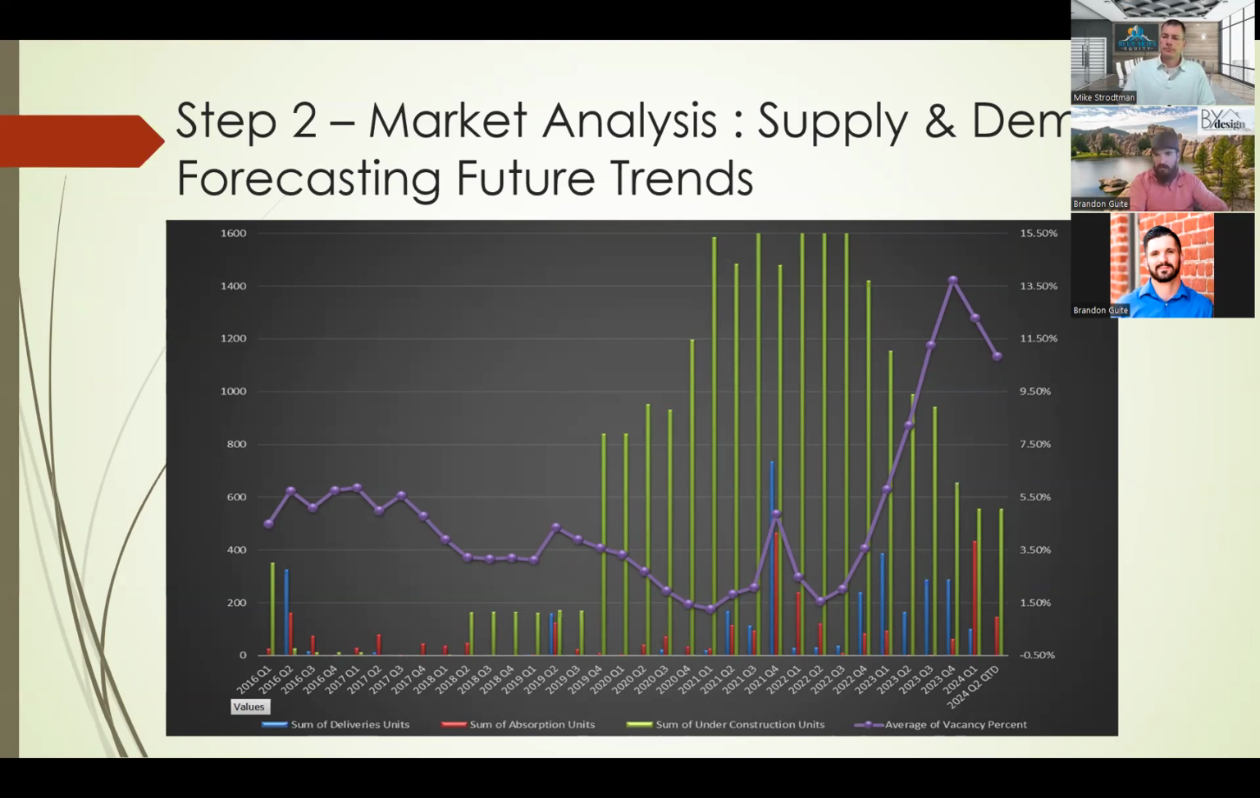The blue bars are deliveries. So you can see those are coming online as the under construction goes down. Red bars is absorption. So how much of that is actually being absorbed. And this purple bar is the vacancy. So as all these units come online, there's new units. People aren't filling them as fast as they're coming to market. So we see an increase in vacancy, which usually that's a big driver of those rents staying flat or even declining in some areas, just to get people to rent those until they fill up. So this is very common to see right now across the US in many major markets and even smaller markets. So something to be aware of.